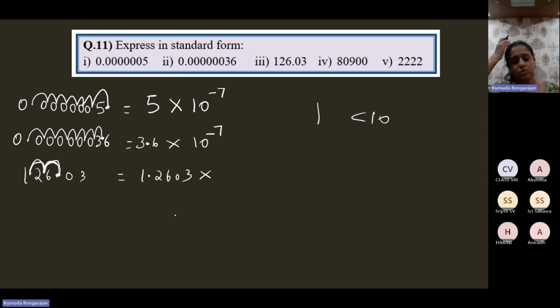The number given is 126.03. Now we have reduced that to 1.2603. 126 has become 1. The value is reduced. So raise 10 to a positive power. By how many places did you shift the decimal point? 1, 2 places. So positive 2.